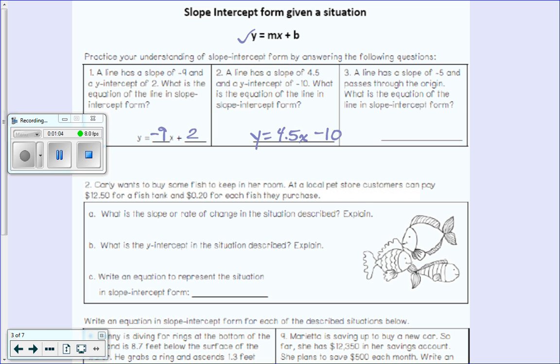Number 3, a line has a slope of -5 and passes through the origin. What is the equation of the line in slope-intercept form? Is that it? Yeah. Good. So when it passes through the origin, your x is 0, your y is 0, right?